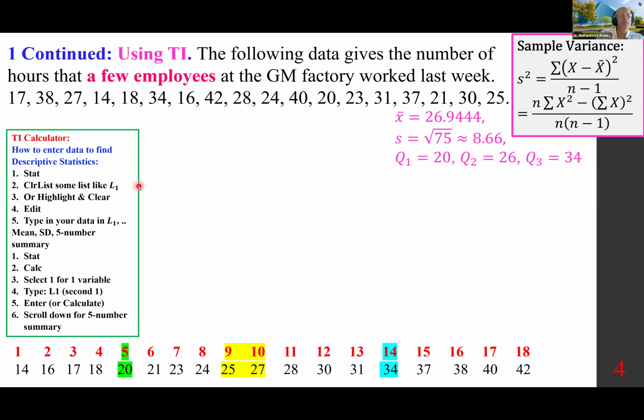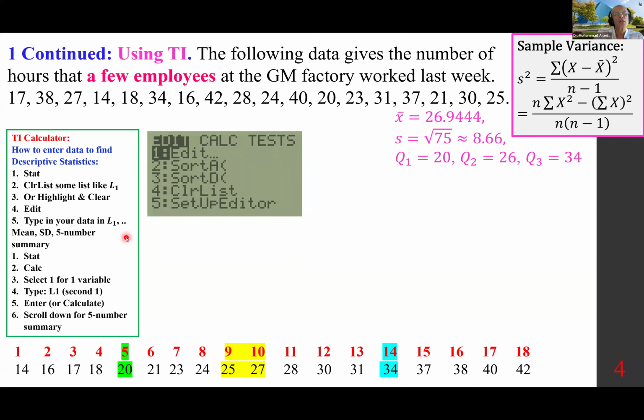You pick a list such as L1, edit, type in data, and then see what happens. So first and foremost, if you're using a TI calculator, you edit, so you go to stat, edit. Down here, you are going to clear the list first, and you choose a list.